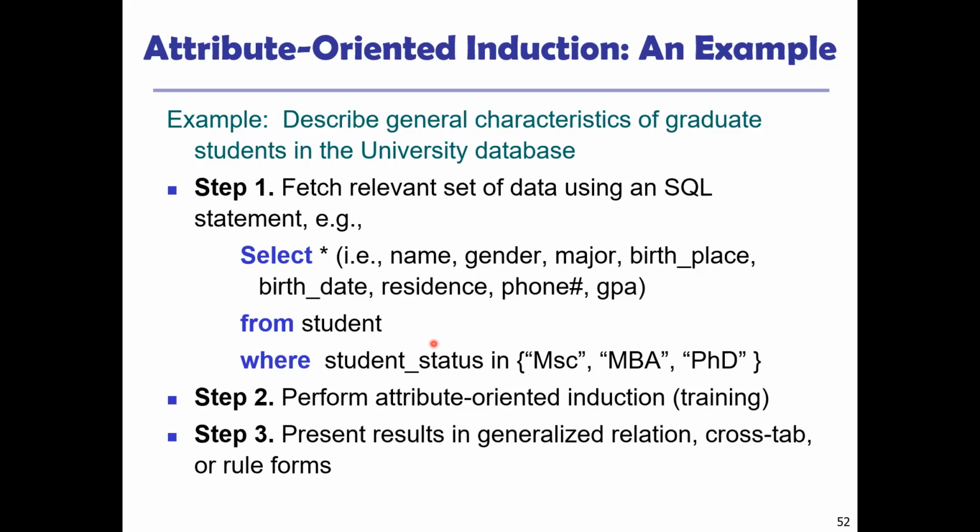The first step is that we fetch the data that we need in order to perform the generalization. We fetch the name, gender, major, birth date, birthplace, residence, phone number, and GPA from student, where the student status is master's, MBA, or PhD. And then we perform AOI, and we're going to explain that in a minute. And then we'll be presenting the results in generalized relation, cross-tabulation, or rule forms.